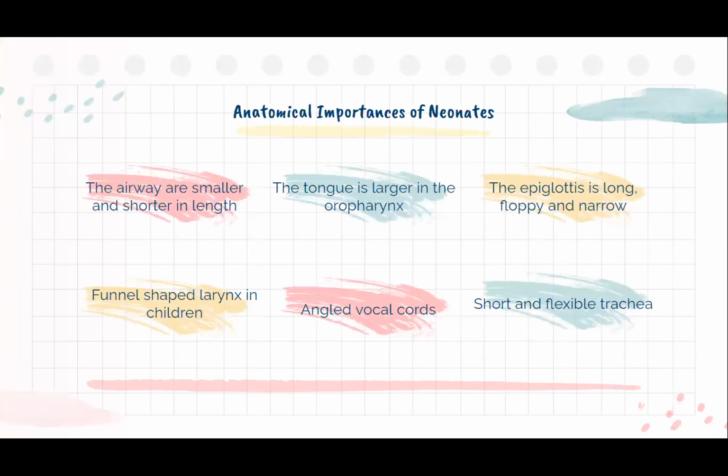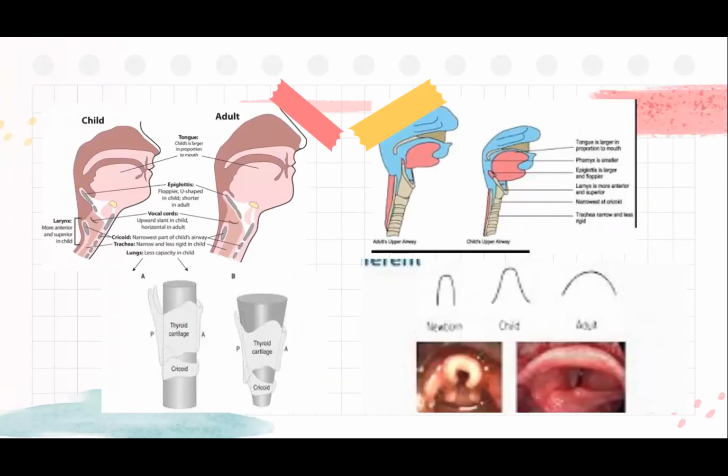So, certain anatomical importance of neonates. Before doing this procedure, we should note that the airway in neonates is much smaller and shorter in length. The tongue is much larger. The epiglottis is quite long and floppy, rather than in adults. The funnel-shaped larynx in children, angled vocal cords, short and flexible trachea. So this is the picture that I've mentioned before. You can view it.